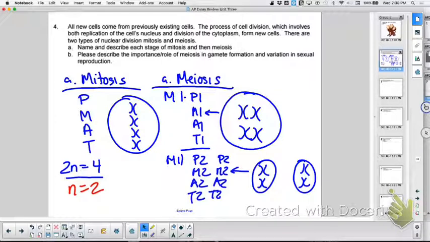Why is variation so important? We need variation for natural selection. And we need natural selection so we can have adaptations. Natural selection chooses those adaptations. All right. Can I move on?